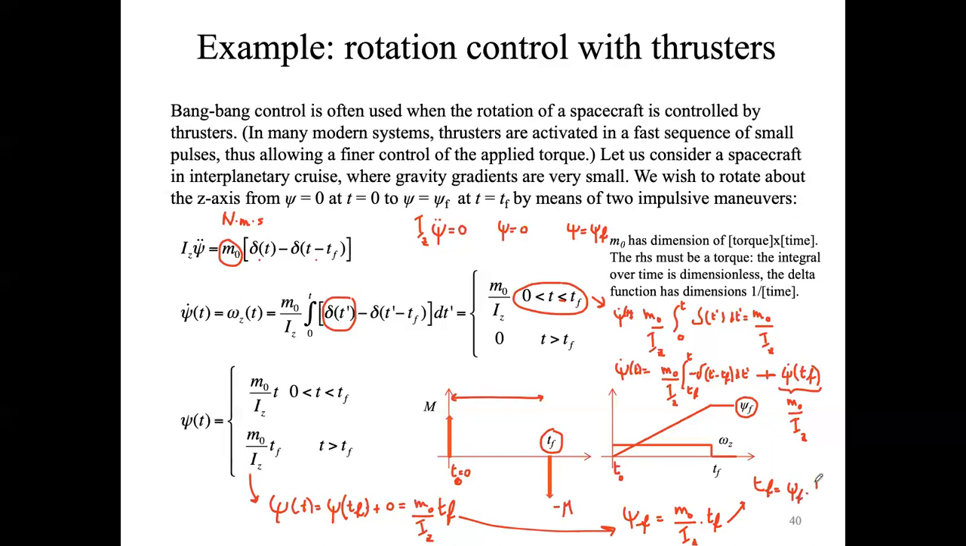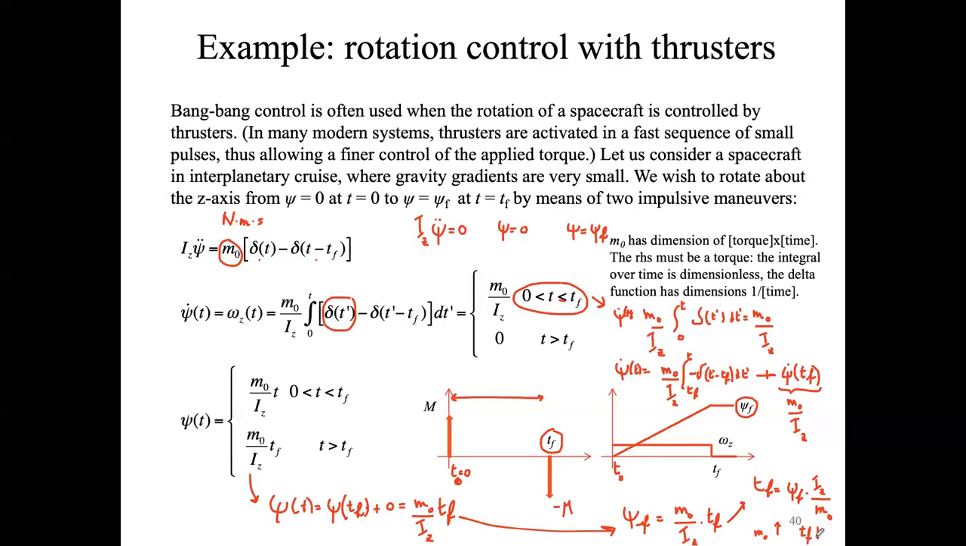This will depend on the moment of inertia of the spacecraft. The lower the moment of inertia, the lower the time, because there will be lower resistance of the spacecraft to change its angular velocity, its angular momentum, divided by M0. So if you are able to provide a larger impulse from the thrusters, the time will be lower. So the larger M0 is, as was pretty evident before, the lower the time will be.